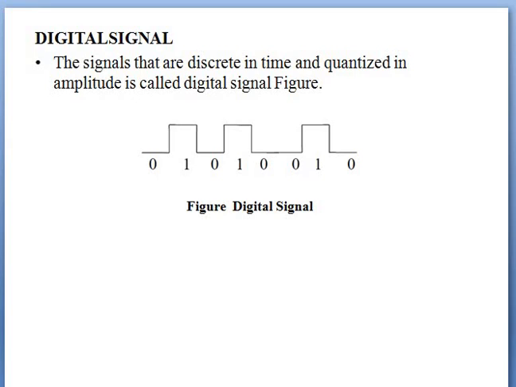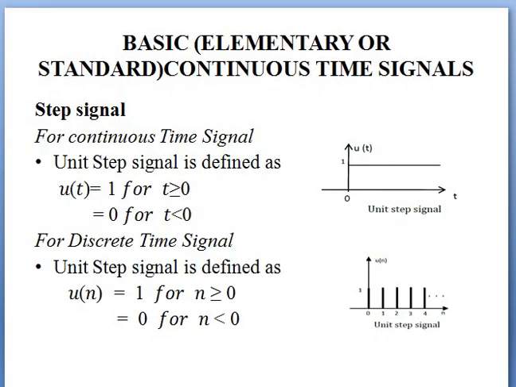Digital signal. Signals that are discrete in time and quantized in amplitude are called digital signals. The representation is shown in the figure. The basic elementary or standard representations of continuous time signals.